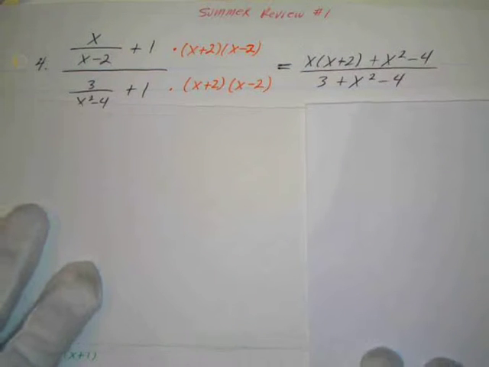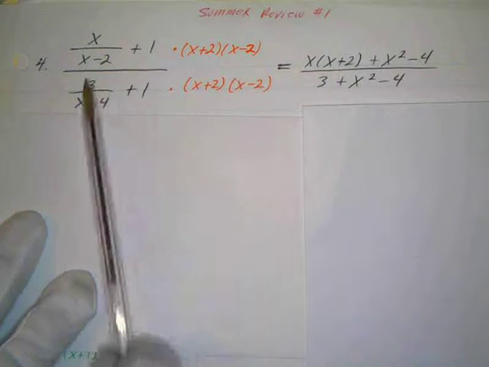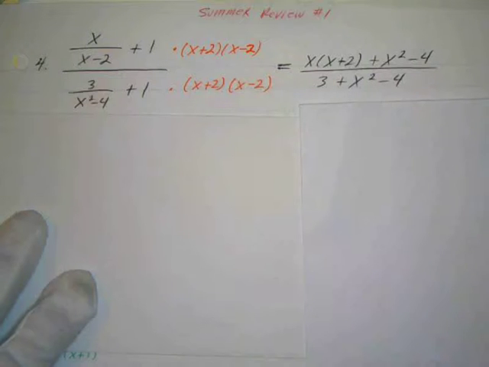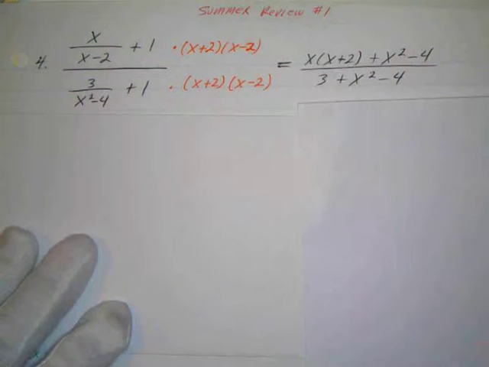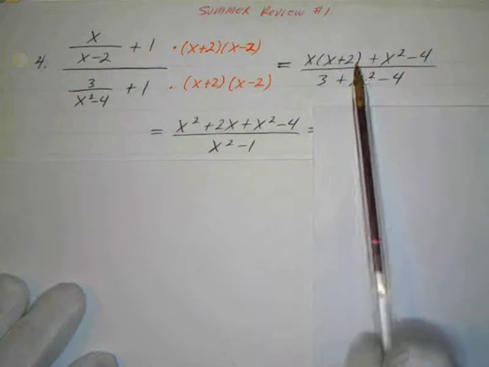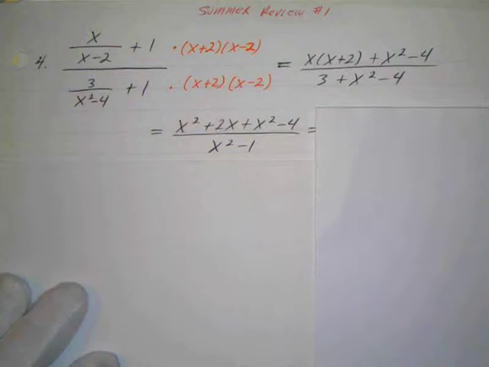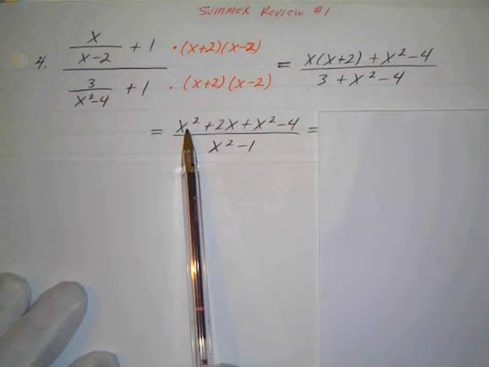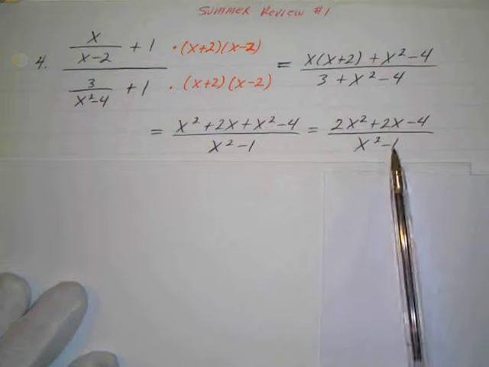And the same thing in the bottom, except this is x squared minus 4, so those completely cancel, so it just leaves me with a 3. And then when I multiply this times 1, I get x squared minus 4. So it's a little bit easier way to look at it. And then I multiply everything out and simplify as much as I can. So that's x squared plus 2x plus x squared minus 4, all over x squared minus 1. Eventually I'll factor this and see if I can cancel any common factors, but right now I can combine like terms, so I get 2x squared plus 2x minus 4 all over x squared minus 1.